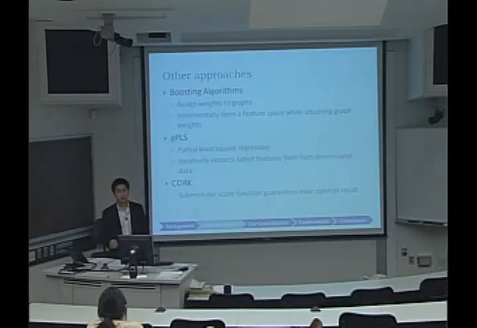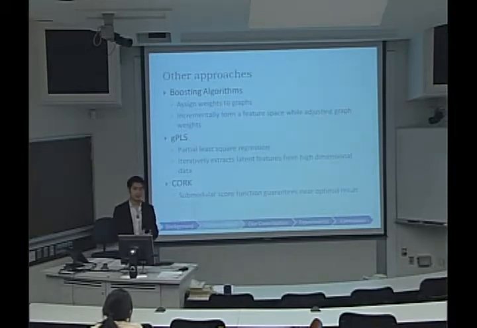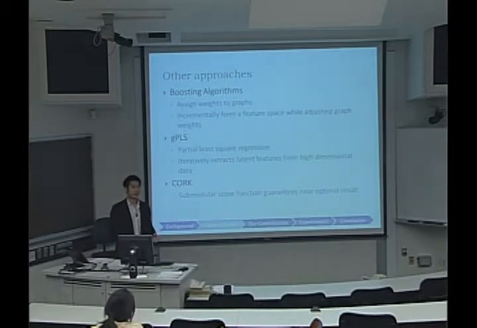The explosion of other methods to solve this problem in recent years have taken a variety of different approaches. For example, many boosting algorithms have been developed where they assign weights to certain graphs, and then they iteratively and incrementally form a pattern space where during each iteration these algorithms adjust the weights for each graph and increase the weights of those graphs that are either misclassified or unclassified by the current pattern space. Another recent algorithm, GPLS, uses a powerful mathematical function called partial least squares regression in order to extract latent features from high-dimensional data points. But these latent features have the known problem of having poor interpretability.